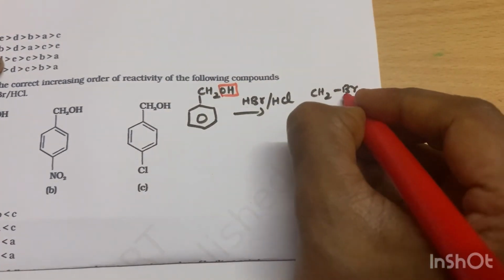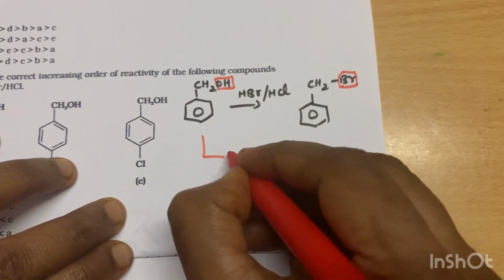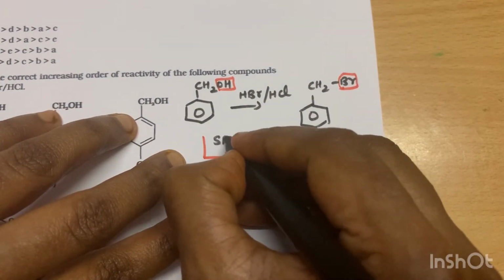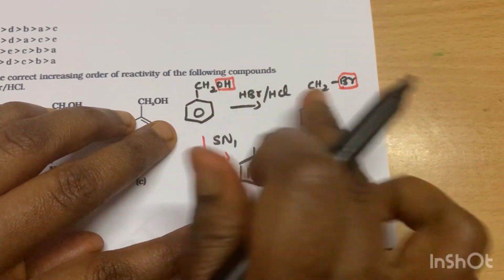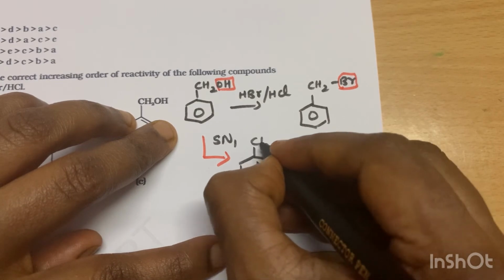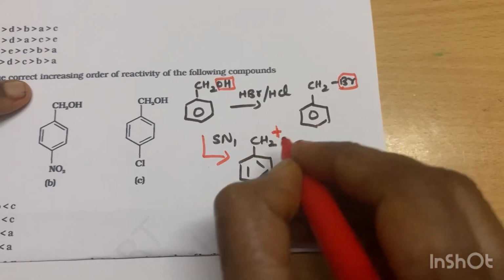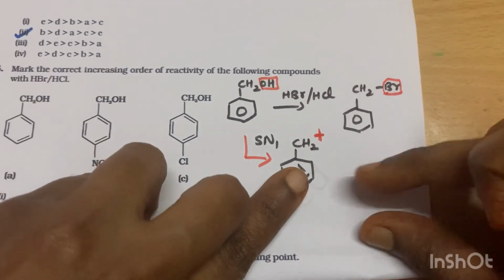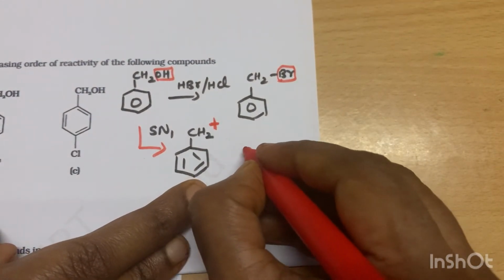So find out the mechanism. Here the hydroxyl group is substituted with bromine, and it goes via the carbocation mechanism, the SN1 mechanism. It is a nucleophilic substitution, substituting the hydroxyl group by bromine. So CH2, and you will get a plus charge here. It goes through this carbocation. Since it involves a carbocation, already this is electron deficient. So what happens in this case? In benzyl alcohol, this carbocation would have been formed.